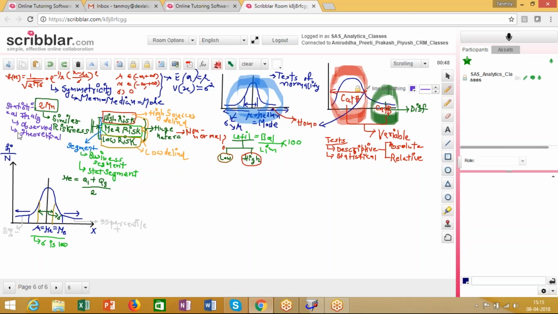Now, when I say observed and theoretical distribution, the next part that we talk about is what an observed distribution is and what the theoretical distribution is.